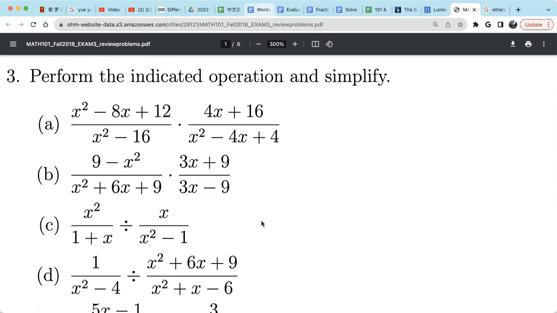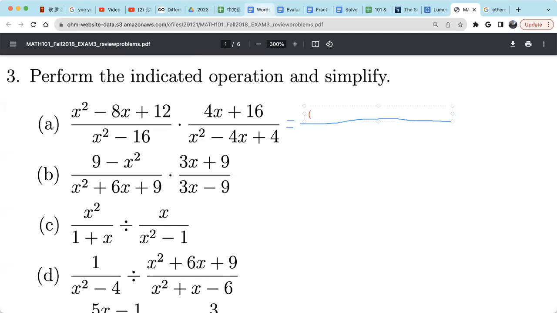Question 3. Perform the indicated operation and simplify. The first one is multiplication. We do the same thing. We factor them or put them in factored form. Then we cancel the same factors in the numerator and in the denominator. So let's factor out the numerators.